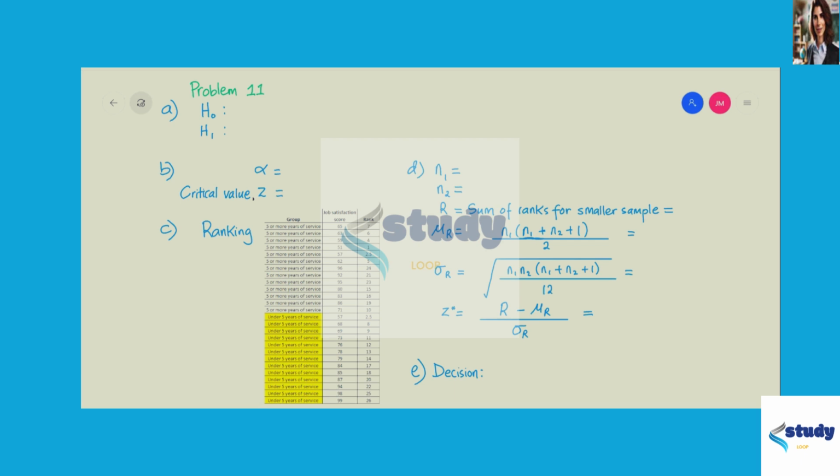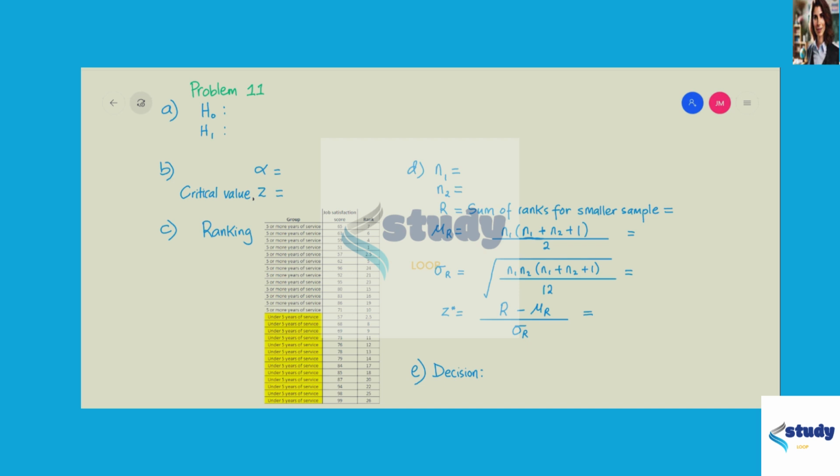of service. So the first thing we need to do is to state the hypothesis, then we state the critical value and rank the data so that we're able to work out the value of Z and finally make a decision to reject or fail to reject the null hypothesis.